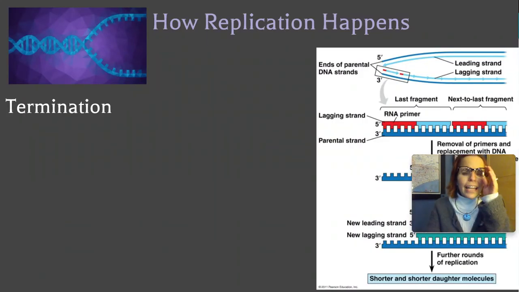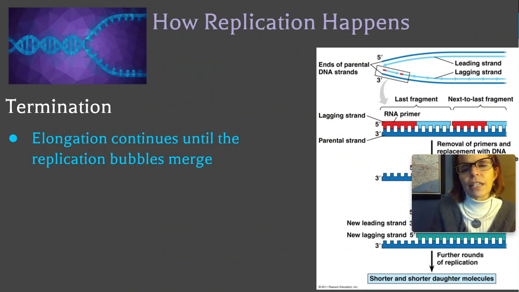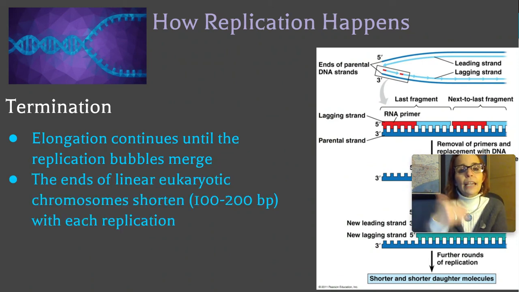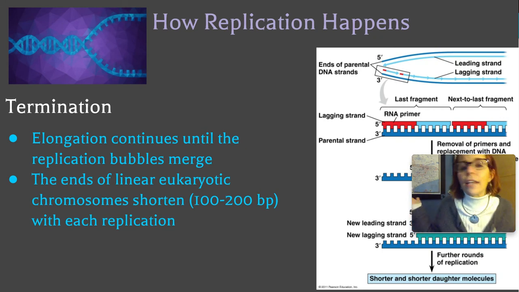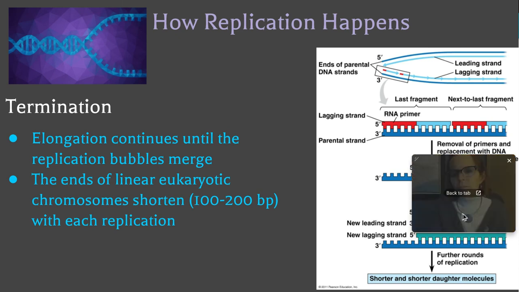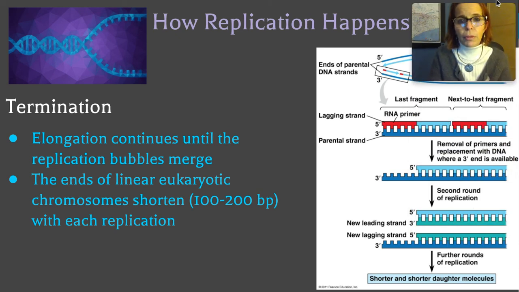All right, we're all the way at the end here, you guys. Termination, well, almost at the end. Termination is how replication ends. So the elongation continues until the replication bubbles bump into each other and all the DNA has been copied. The one problem, and you're already aware of it from some things that came up when we were talking about cancer, the ends of linear eukaryotic chromosomes are difficult.